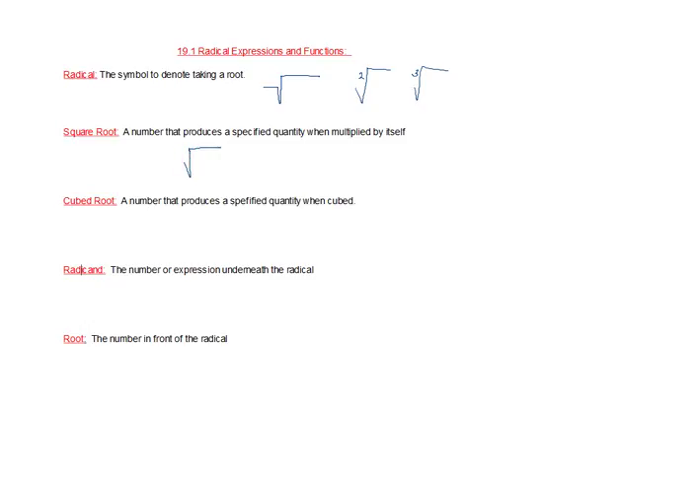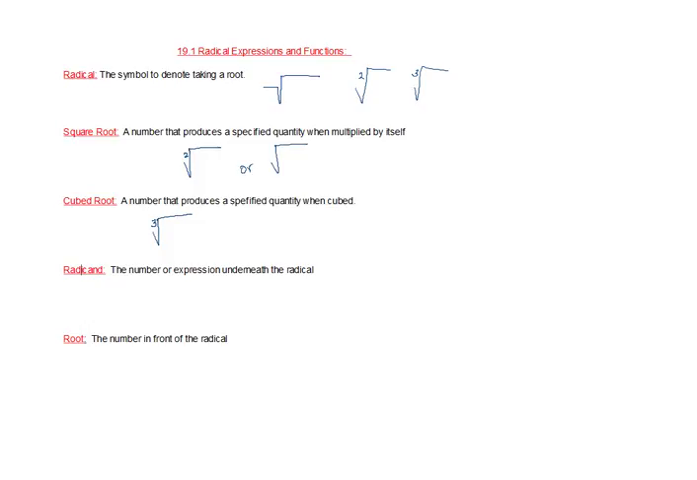Cubed root, that's a number that produces a specified quantity when cubed. We're going to denote a cubed root with the radical symbol and the little 3 in the crevice. When it produces a specified quantity when cubed, it just means multiplied by itself 3 times.